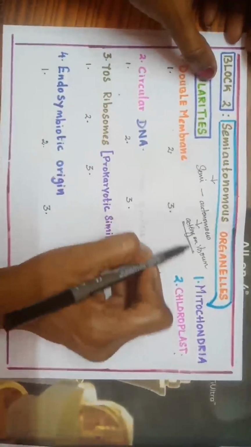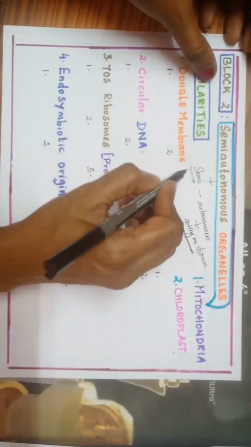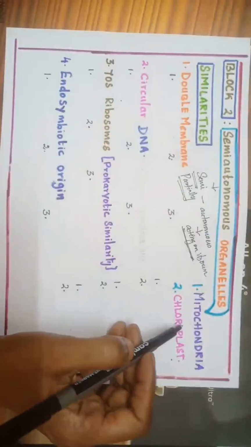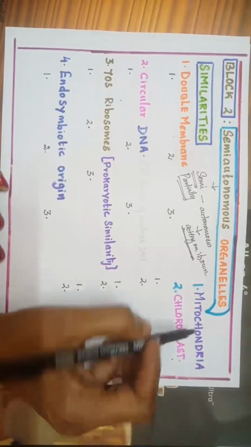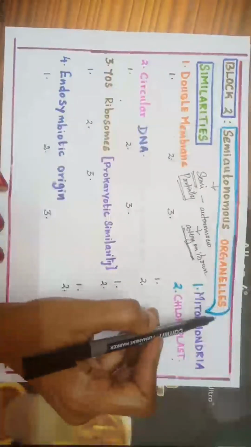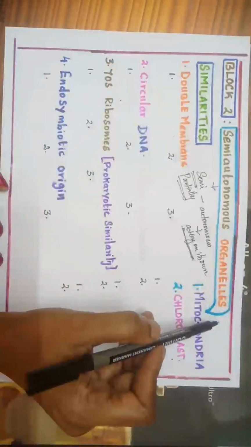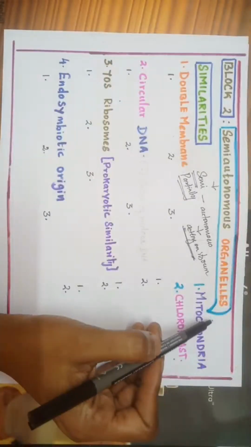Autorhythmicity means acting on its own. Here it is acting the same way, on its own but not completely, only partially. So mitochondria and chloroplast are called semi-autonomous organelles of the cell. Very important. This question is asked in assertion-reason type, statement type, or match the following. Mostly this is an AR type of question.